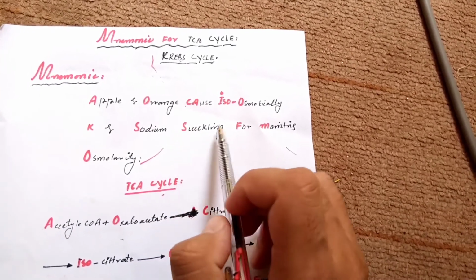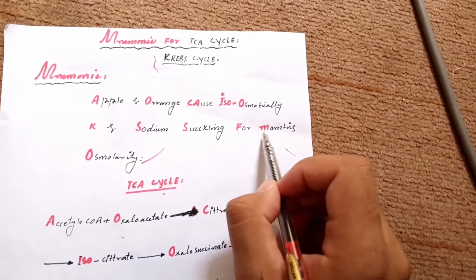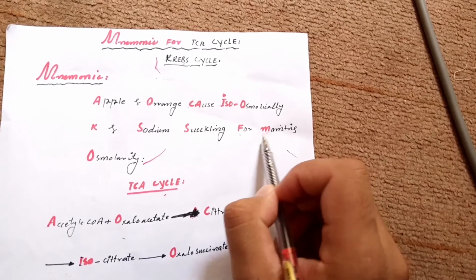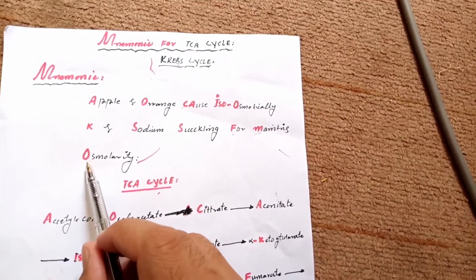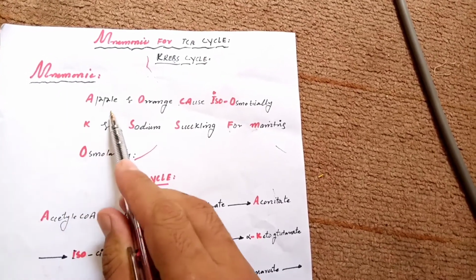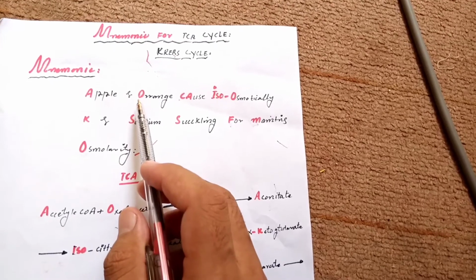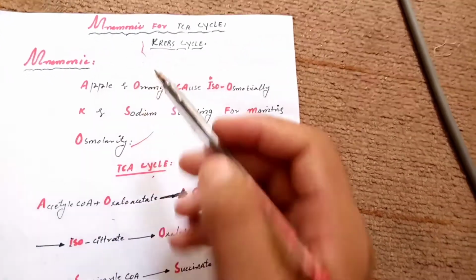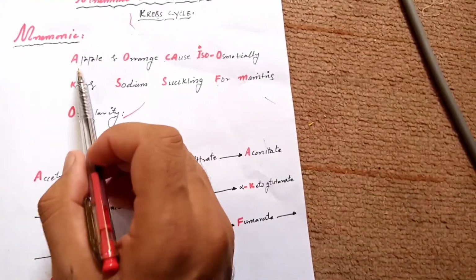enzyme into succinate, and the succinate will be converted into fumarate, F, and the fumarate will be converted into malate by special enzyme, and the malate will be converted into oxaloacetate, and the oxaloacetate produced as a result of this cycle will now enter again into the cycle and continue the process. So this is the mnemonic.